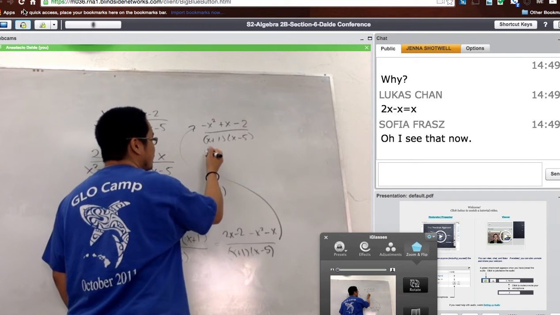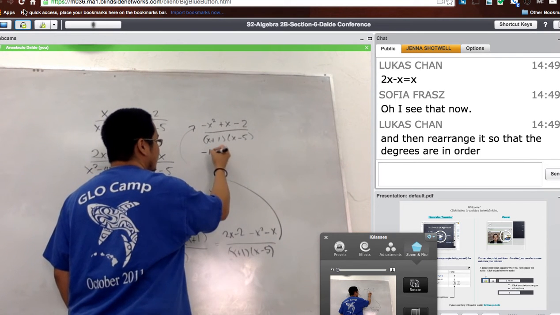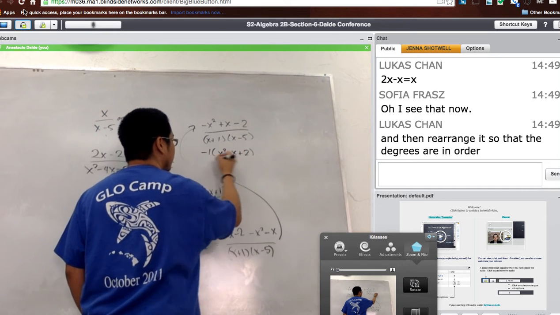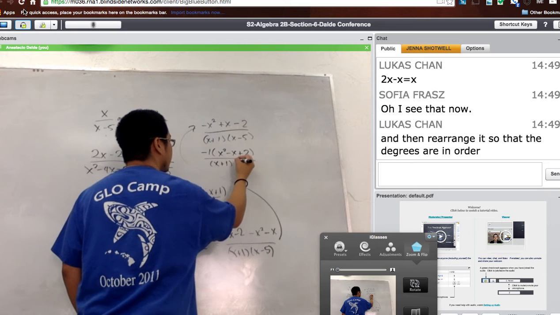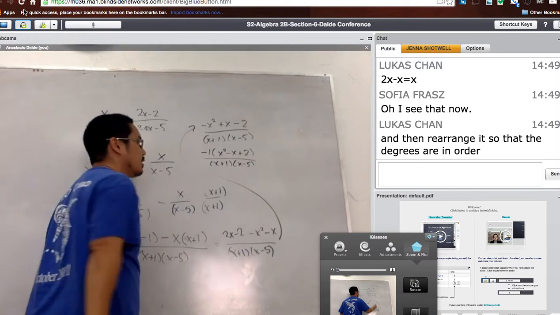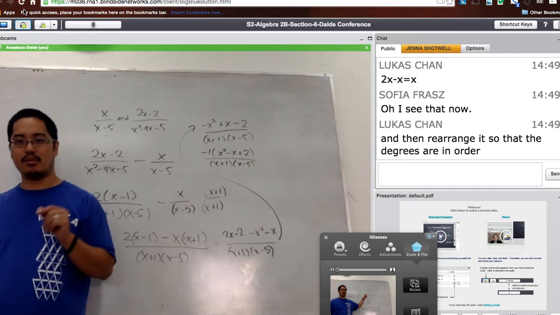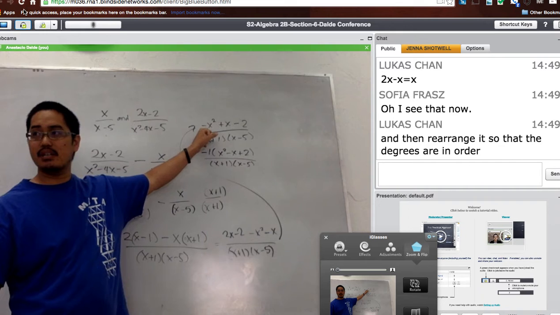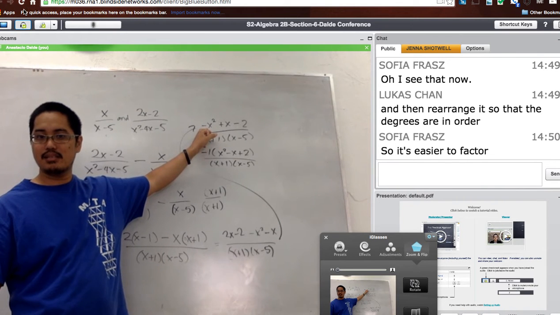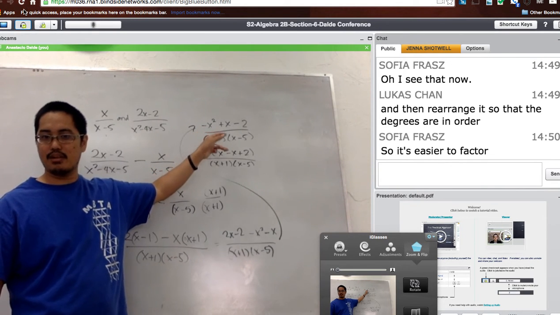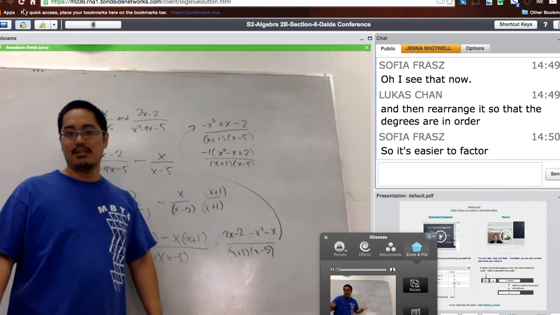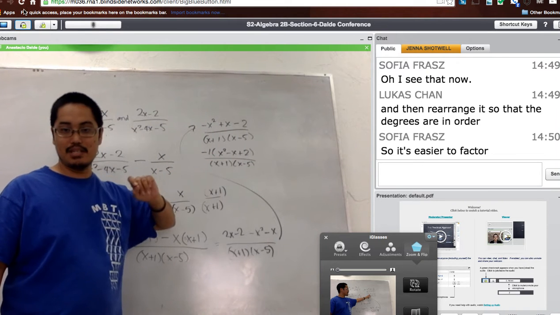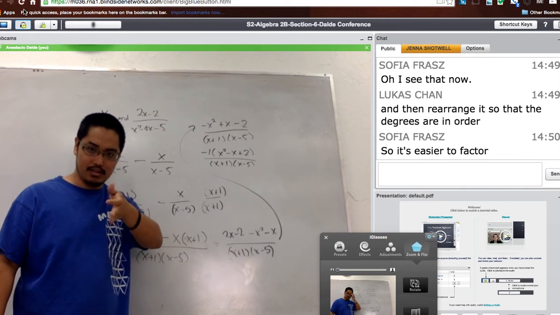I'm going to make this negative 1 times x squared minus x plus 2. How come I pulled out that negative 1? I'll tell you why. Because I'm not used to factoring something like that with a negative in front of the x squared. It freaks me out. So if I divide by negative 1, then factoring that is much easier for me. Is that all right? Does that go with you?